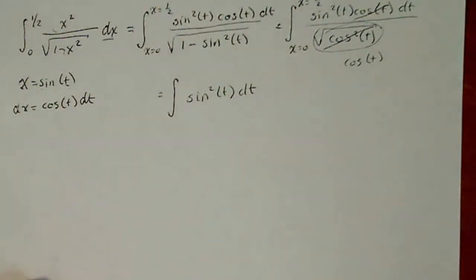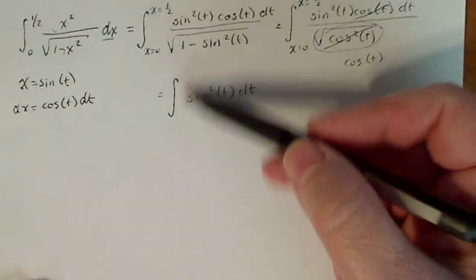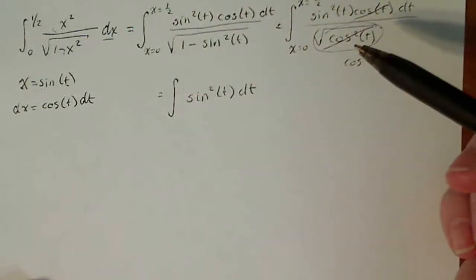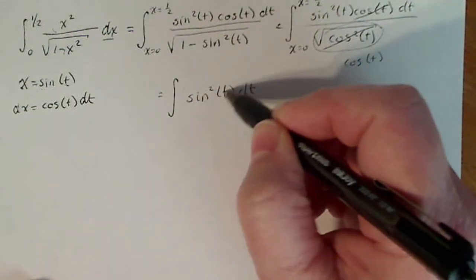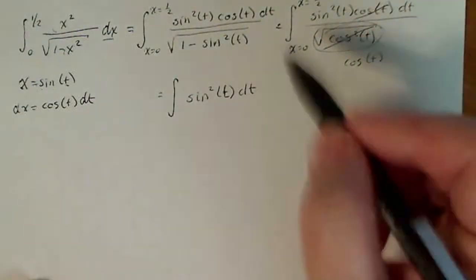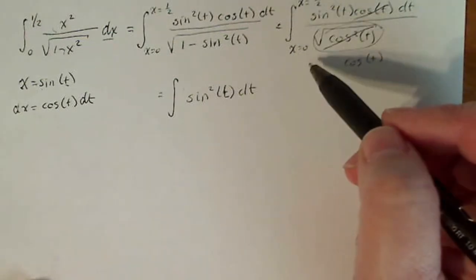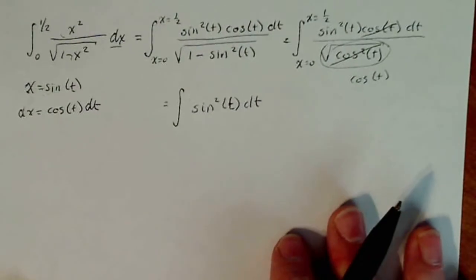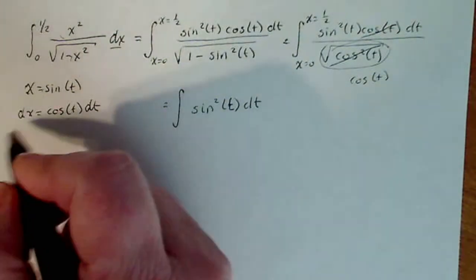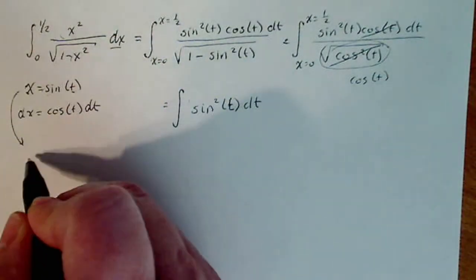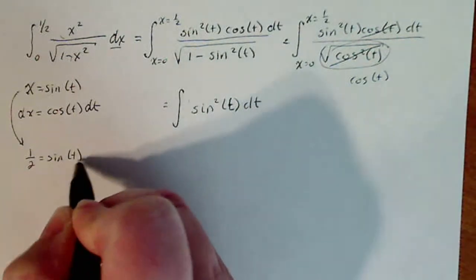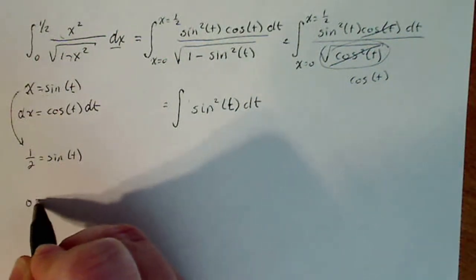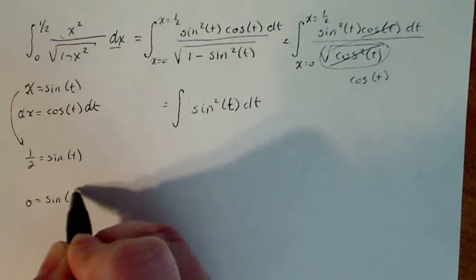Now, to be honest with you, I'm not too excited about changing the limits here or leaving them in x, because that way I don't have to put it back in x. I can just do everything in t. So let's change it from x equals 0 to 1/2 into limits in t. So I know that x is sine t, so when x is 1/2, what is sine t? That's a question I want to answer. And then when x is 0, I want to know what t is based on that.